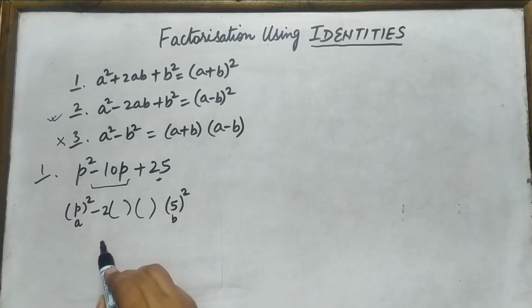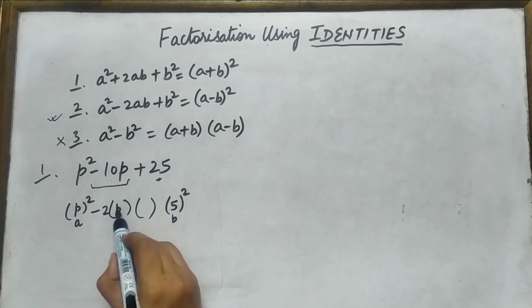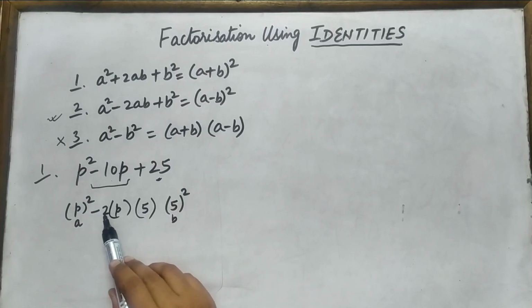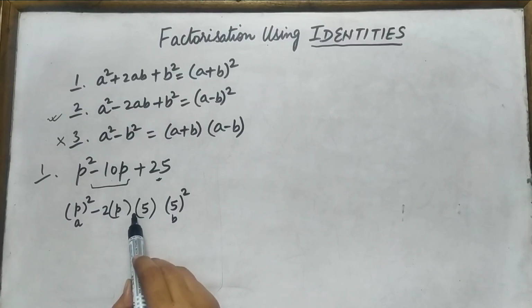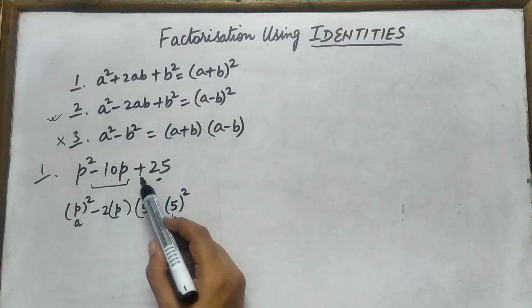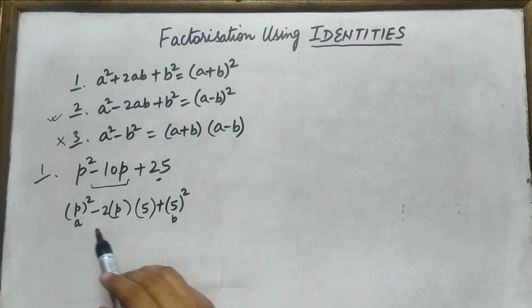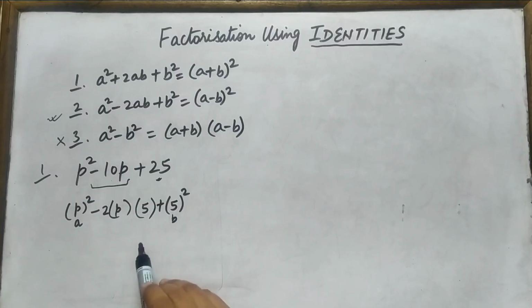2ab. A is p. B is 5. When we multiply 2 into p into 5, 5 2s are 10p, and the middle term is already there. Next one is plus sign. So friends, we are able to make the left hand side a square minus 2ab plus b square.